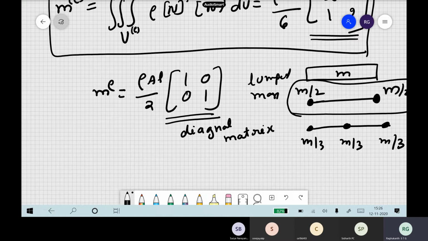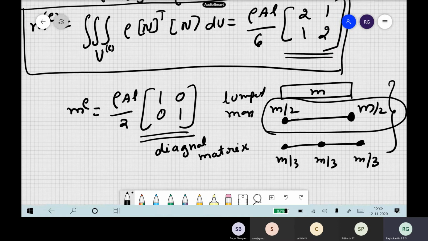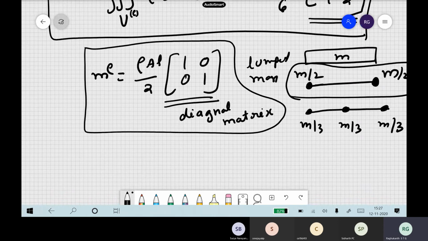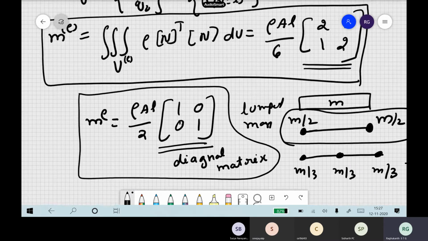But of course you can ask whether both of them will be accurate, or which one will be more accurate. The lumped mass is also fine. It is also accurate and compares nicely with the consistent mass matrix. Sometimes people prefer these diagonal matrices, as some advantages are there when you try to solve in the finite element. So the lumped mass is widely preferred in FEM, rather than the consistent mass.